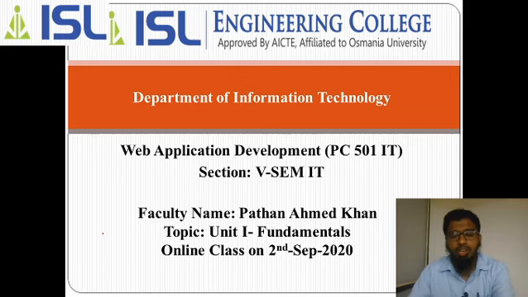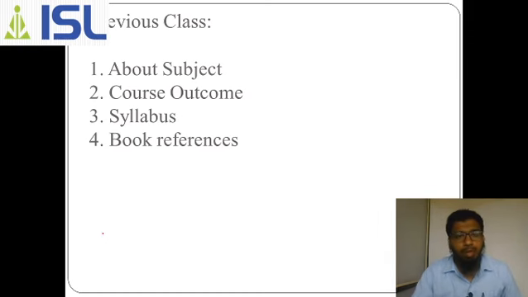Before going to the next class, Unit 1 Fundamentals, first we will see the previous class, what we have completed. First we saw our subject, Web Application Development, and the course code and the credit. 3 credits will be there for this subject, and after that we saw the course outcome. In the course outcome, after finishing your subject, what can you do with this subject? How you can utilize this subject, that is the course outcome.